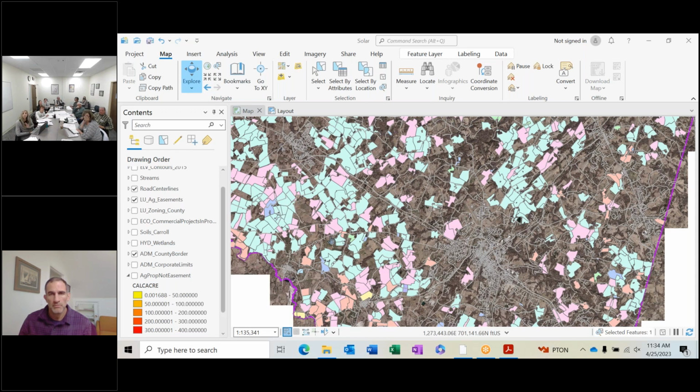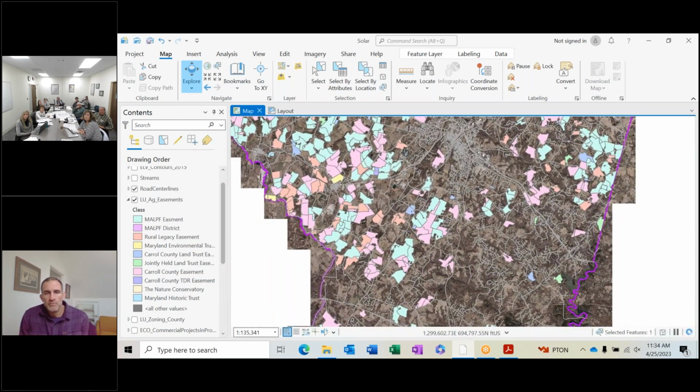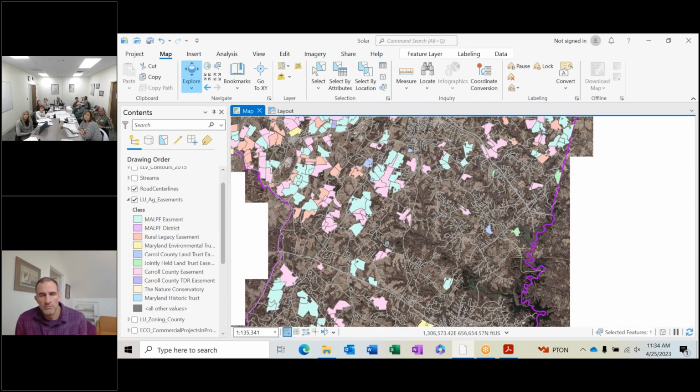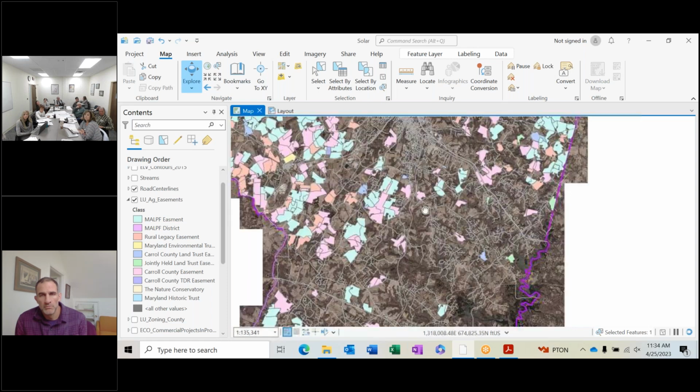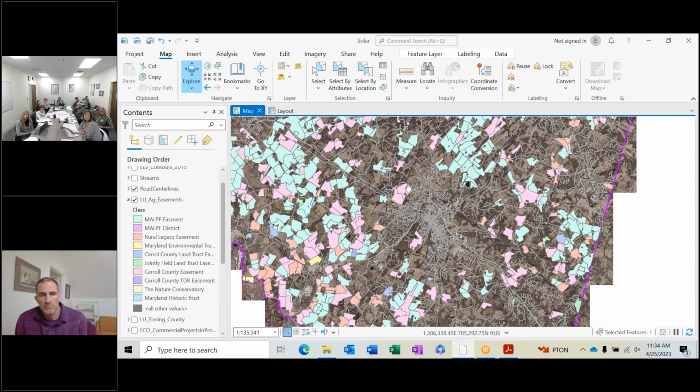Blue and pink? Yes. So we've got malfeasance, rural legacy, county program. Just program differences. Exactly. And I can pan around the county. We've got more preservation up in the northwest corner and then less as you come down towards the southern part of the county. So that gives you an idea of what property is preserved.